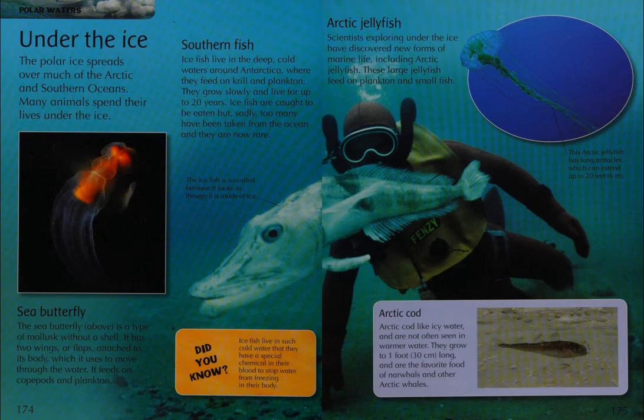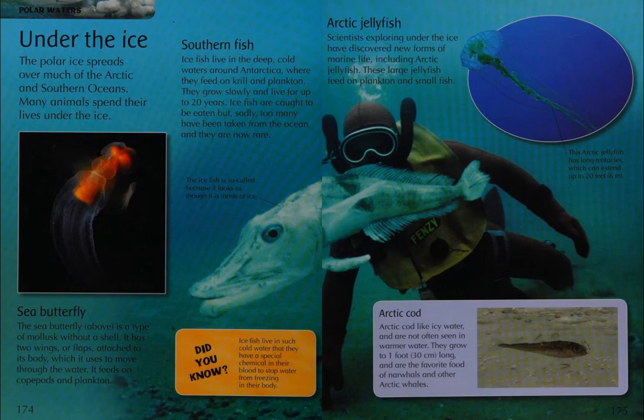Southern fish. Ice fish live in the deep, cold waters around Antarctica, where they feed on krill and plankton. They grow slowly and live for up to 20 years. Ice fish are caught to be eaten but, sadly, too many have been taken from the ocean and they are now rare. The ice fish is so called because it looks as though it is made of ice. Did you know? Ice fish live in such cold water that they have a special chemical in their blood to stop water from freezing in their body.